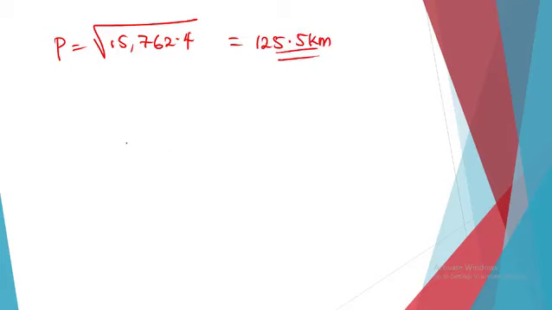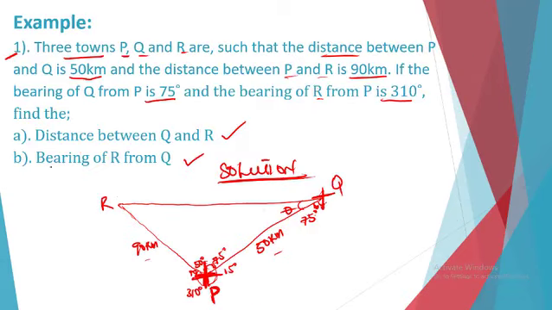That's the value of P. Okay, then the B part of the question, we are asked to find the bearing of R from Q. The bearing of R from Q. So from here, the bearing from here to here. How do we determine the bearing of this to this? We start by adding this. This is angle 90, right? Plus this, we have 90 again. Is that correct? Then here is given to be 75 degrees. And then we have here theta. So that is what we have here: 90 plus 90 plus 75 plus theta.